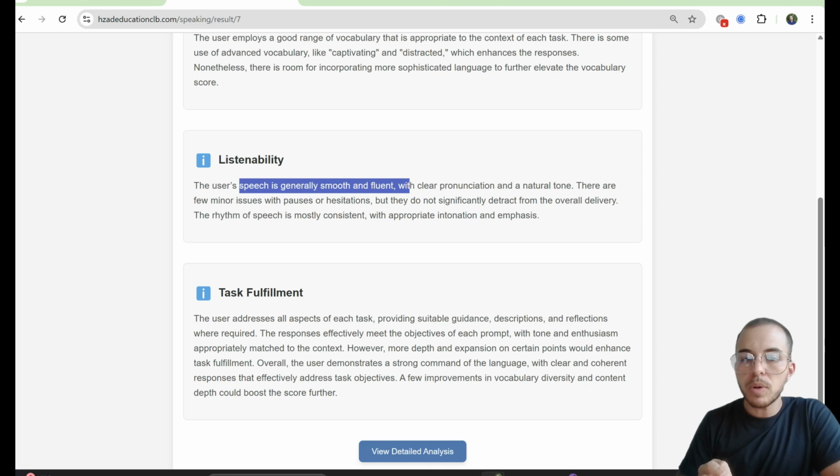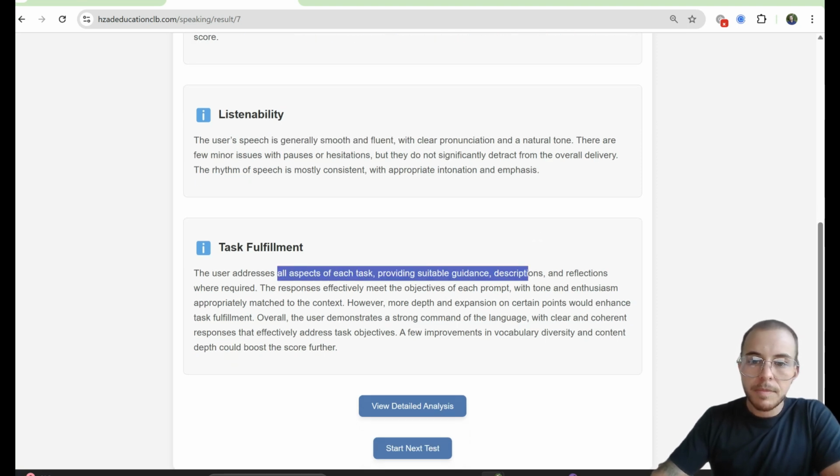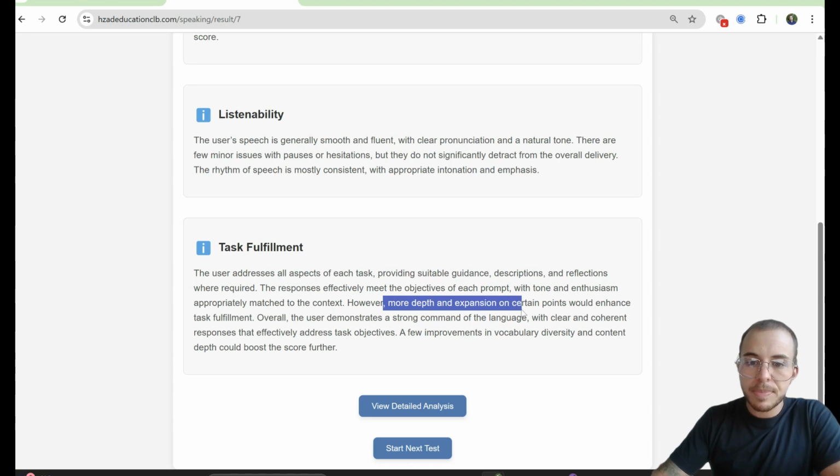I didn't mumble. I was pausing. I was speaking slow. That is intentional. What the examiners don't want to see is an unnatural pause that is too long because you're searching for vocabulary. You could speak slow and calmly and specifically, but don't take unnatural pauses that are too long. Task fulfillment, more depth and expansion would be good. Yep. I have a strong command of language.